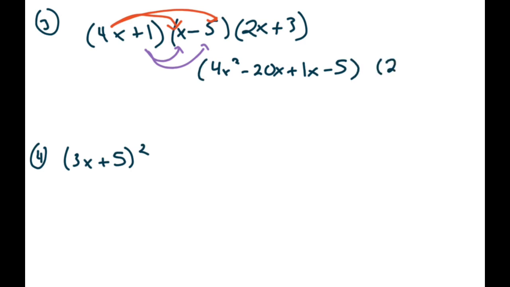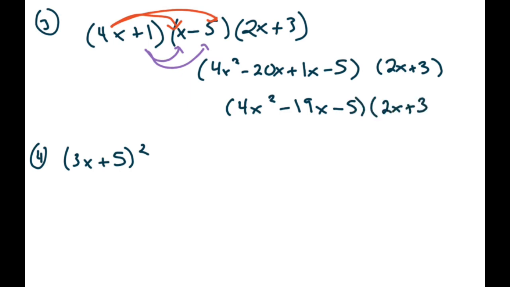And again, we still have this 2x plus 3 on the outside. So I'll combine like terms. So that'll get 4x squared minus 19x minus 5 times the 2x plus 3.